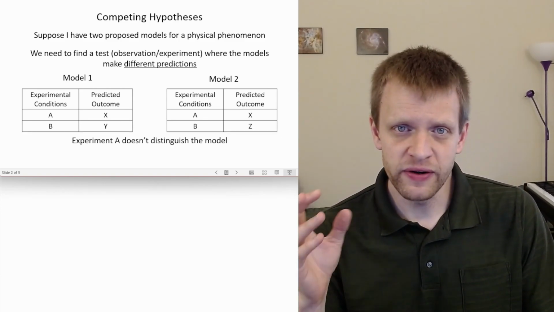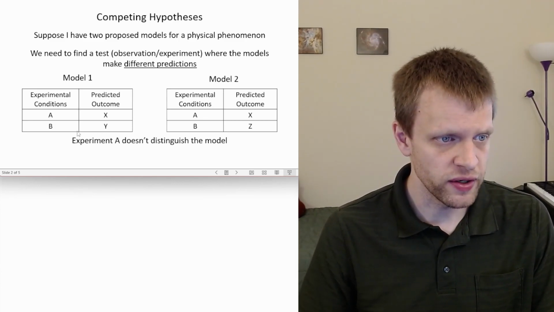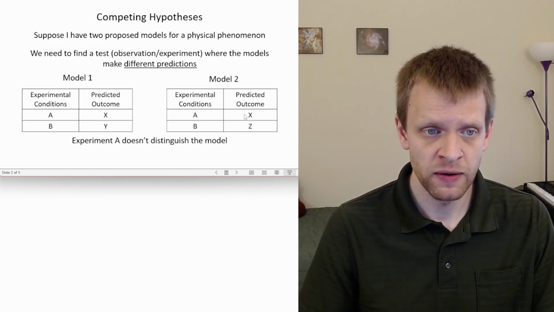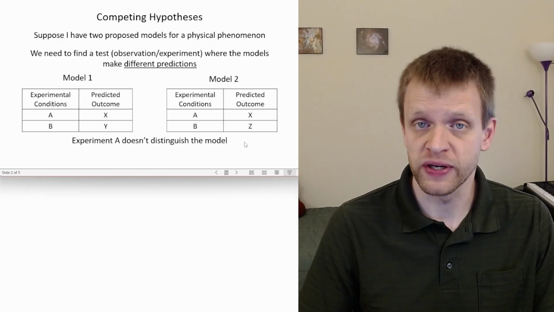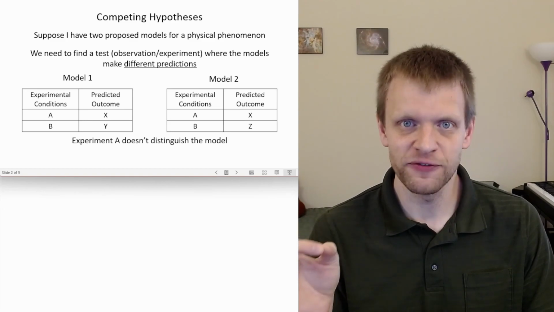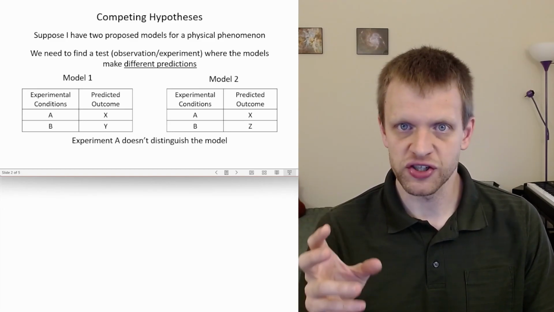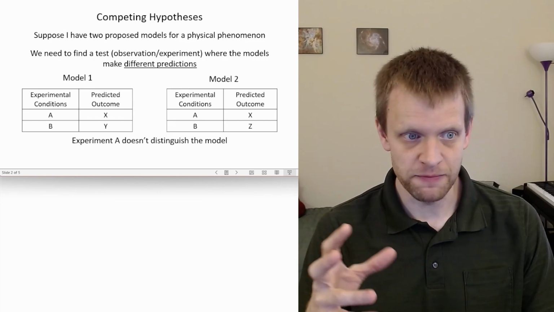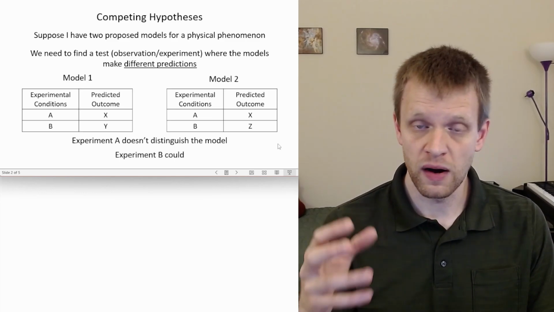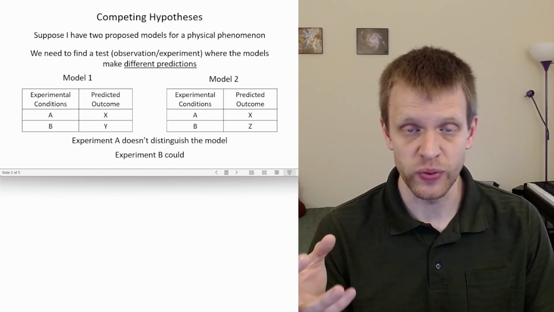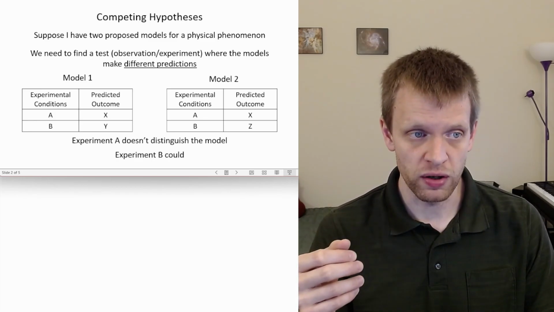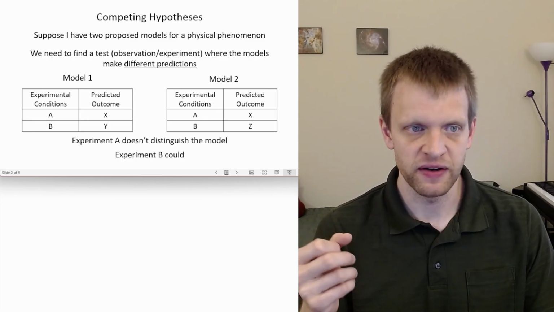But what if I have another set of experimental conditions, let's say experimental condition B, where Model 1 predicts that Y should happen, and under the same conditions, Model 2 predicts that Z should happen. These are now making different predictions. So if I run experiment B, set up in a particular way where these two models make different predictions on what should happen, then I could potentially distinguish between these two models. I can identify if one or both of them are wrong by testing out this specific experimental condition.